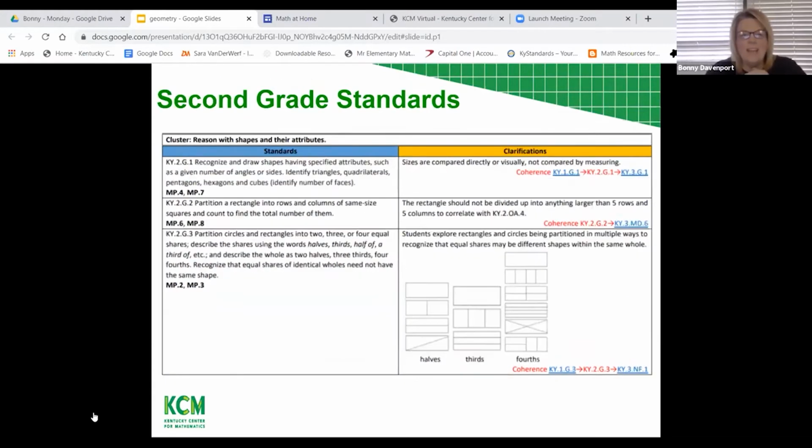And then moving on to second grade, you're going to continue and build on that and even talk about more attributes of even more shapes. And then you're going to start to partition a rectangle into rows and columns, which is a precursor for learning about multiplication and arrays. And then we're going to partition circles and rectangles into 2, 3, or 4 equal shares. So we're adding those thirds in. So we're building the foundation for fractions. So geometry builds that foundation for so many different higher level thinking parts of mathematics.